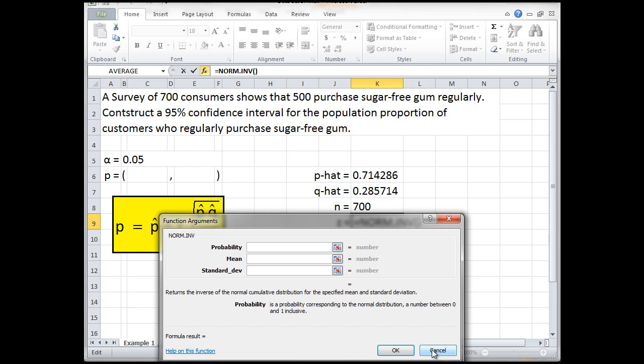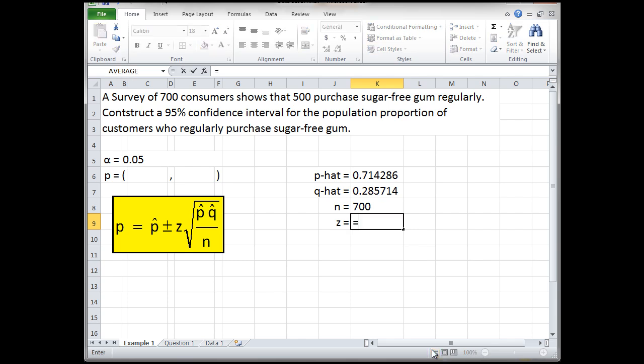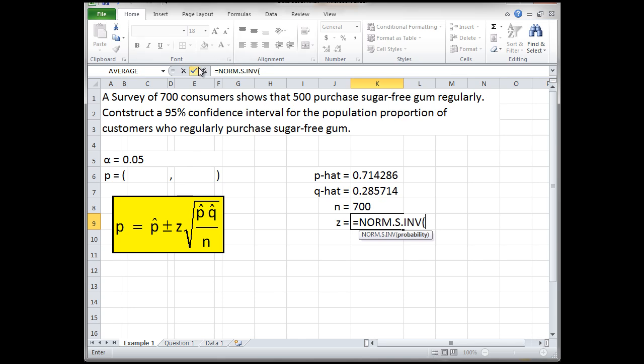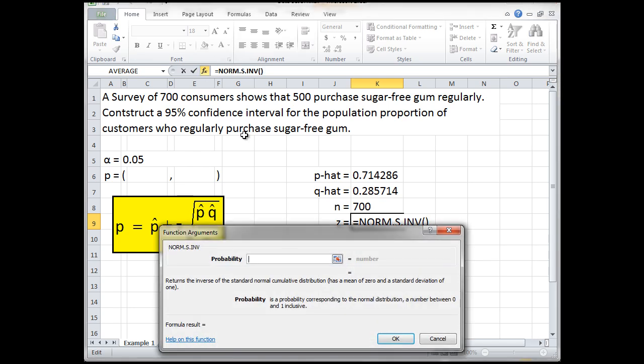The function that we want to use is the function norm.s.inv. And if we look at what that function requires, it is the same thing that we were required to have by hand, simply the probability. All right, this function returns the inverse of the standard normal cumulative distribution. Well, that's the exact same thing we did by hand. We used our probability within our standard normal table and came up with our z-score. So the probability we use by hand should be the same probability we use in this function.